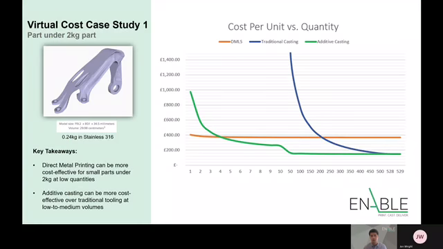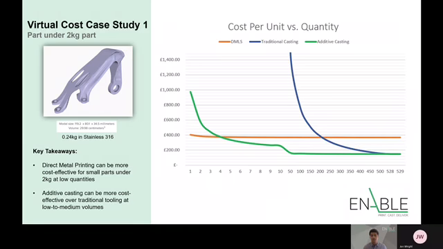With this part, we have a small optimized bracket made of stainless 316 that can be produced with additive casting, direct metal printing, and traditional casting. Initially, direct metal printing presents an attractive option for low volume production, but these costs can soon become unwieldy, making additive casting an attractive option once volumes begin to scale.